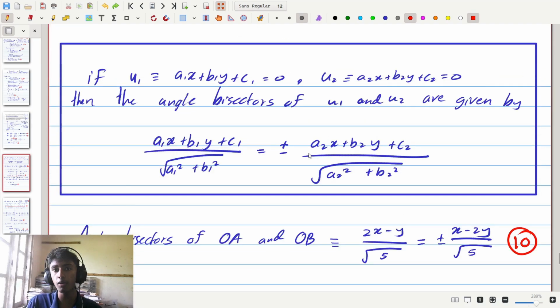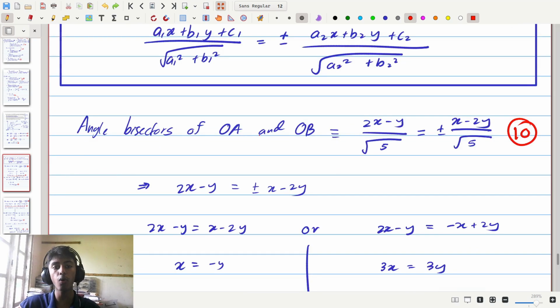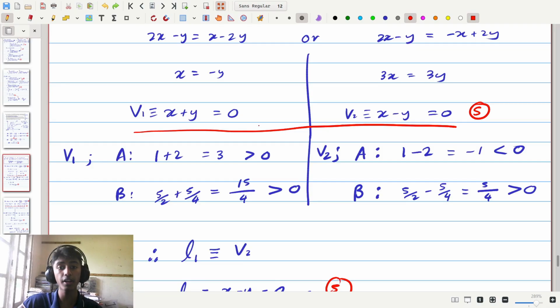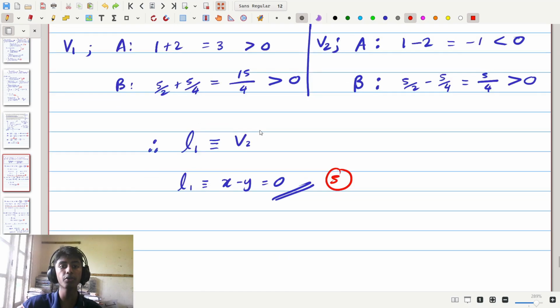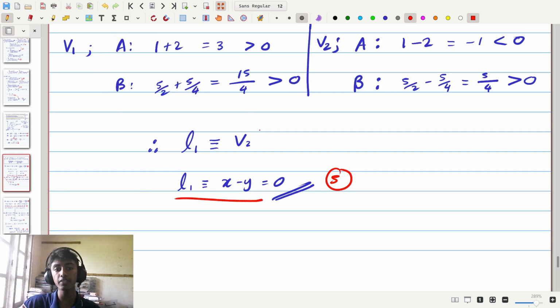On the next page, after doing all of that, when you consider the perpendicular bisectors using this theory, when you write down the theory for OA and AB and write down that 2x minus y divided by square root of 5 is equal to plus or minus x minus 2y divided by square root of 5, you get 10 marks there. When you then simplify that down and realize that there are two solutions, two lines, V1 and V2, for writing down V1 and V2 in their standard forms, you get 5 marks. It's not just for the correct one, it's for both. When you then realize one of these doesn't satisfy the condition needed to be the bisector of that angle, but the other one does, and you isolate the correct one and write that L1 is equal to x minus y equals 0, you get 5 marks.